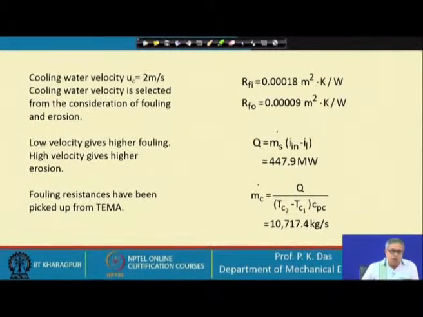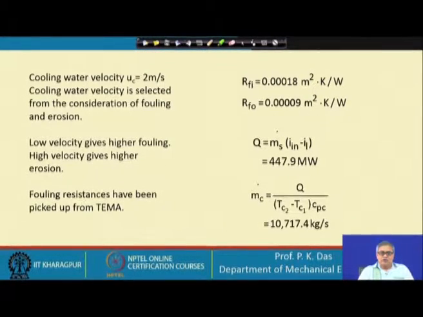Then fouling resistance: for a practical heat exchanger design, one has to consider fouling, particularly in an application like this where you have to use water. Water is a very good reactant with many kinds of metallic surfaces. So, that is one thing. Another thing is that there is a sufficient amount of temperature difference.